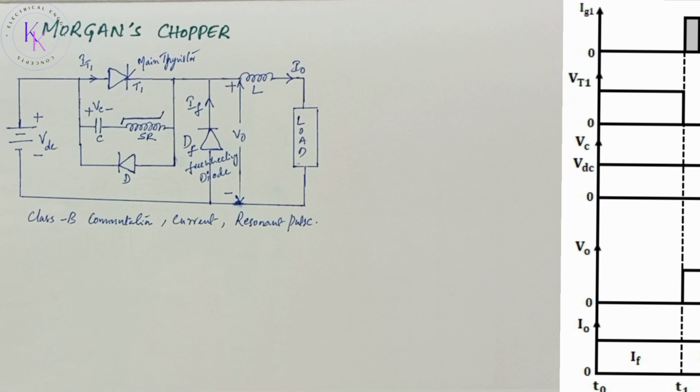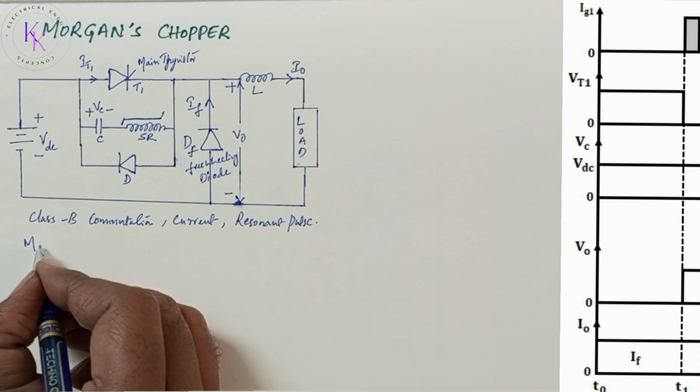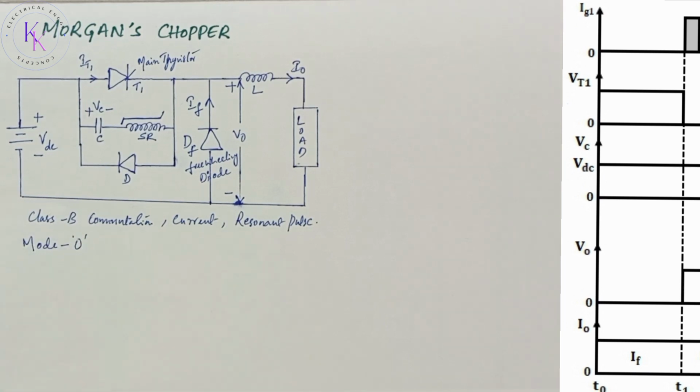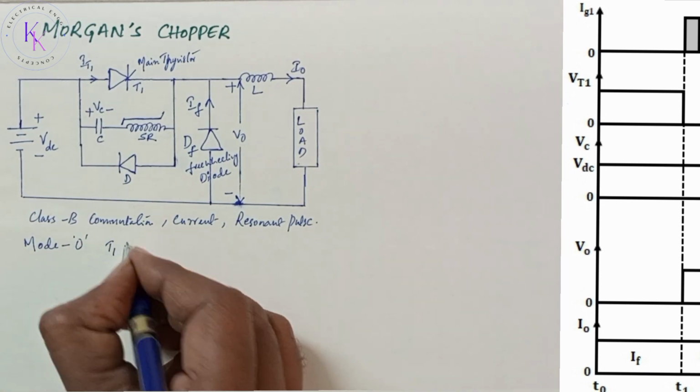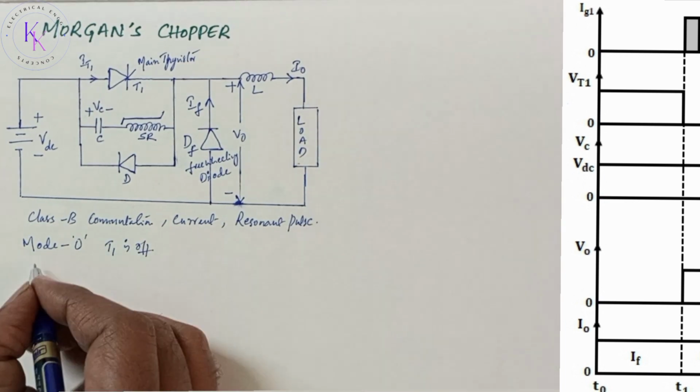The saturation polarity of a reactor depends on the direction of the exciting current. Either it can be positive or negative. Let us see the operation of the Morgan chopper. Mode 0: when main thyristor T1 is off, the capacitor charges to VDC.